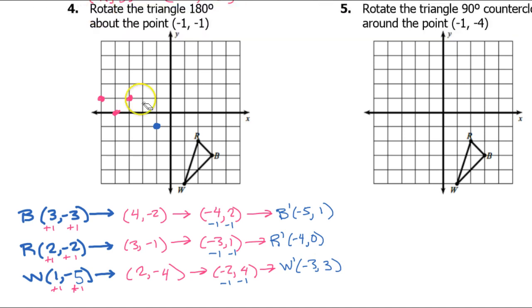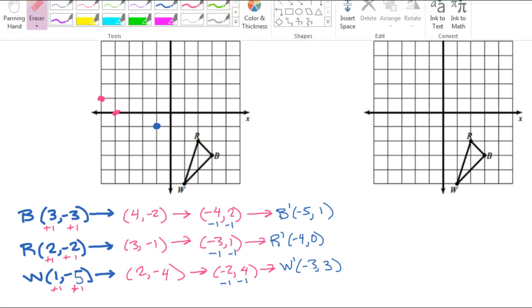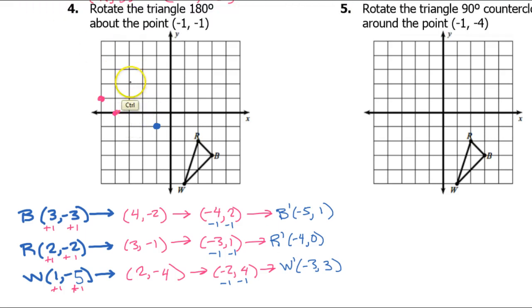Okay, so now I can fix my graph and put -3, +3. Okay, that's better. So there is your rotation around the center, -1, -1. And you can just see it happening. You can imagine this turning around this center and landing right there.